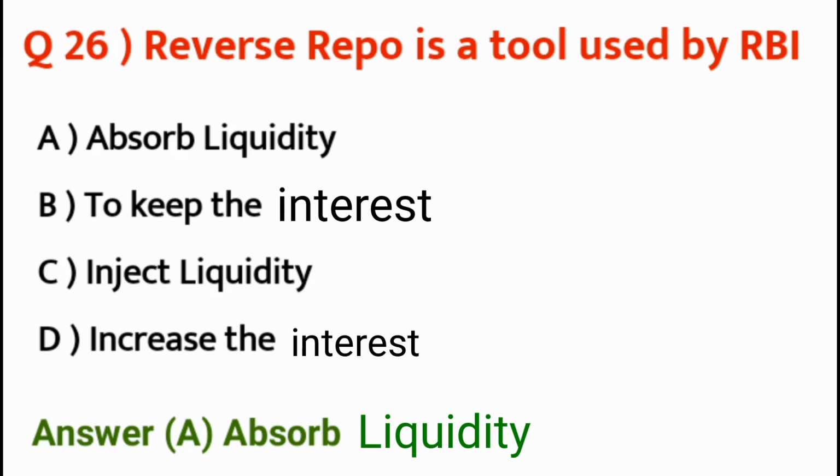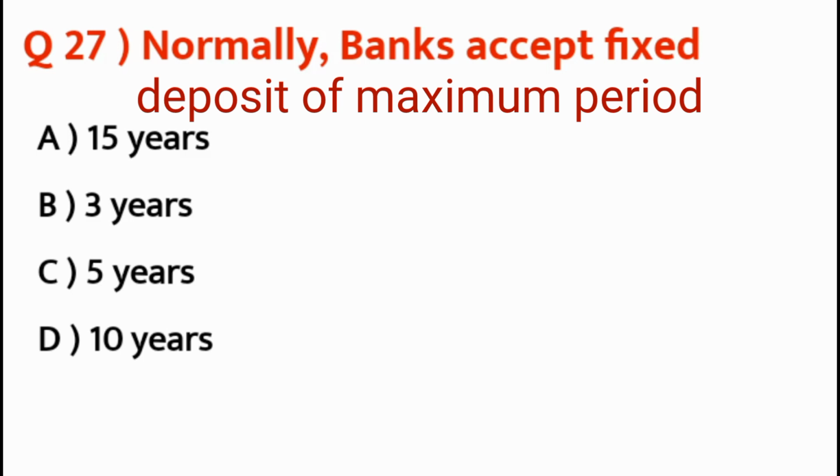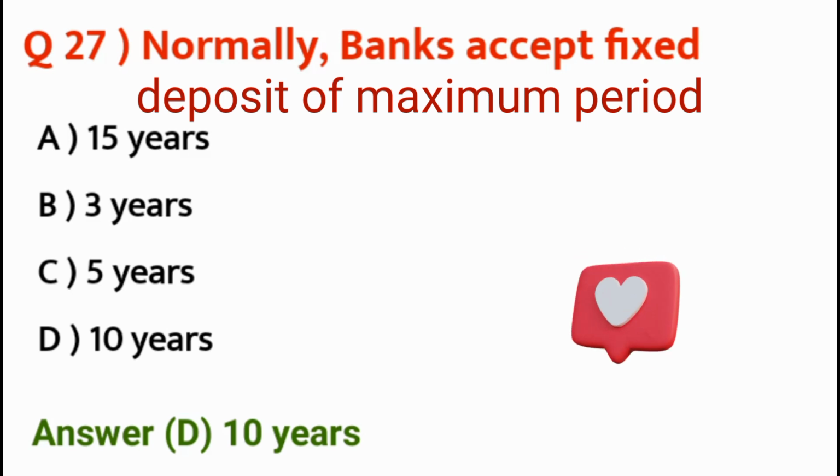Next, question number 27. Normally, banks accept fixed deposit of maximum period: 15 years, 3 years, 5 years, 10 years. And the correct option is option D, 10 years. So 10 years is the maximum period for fixed deposit.